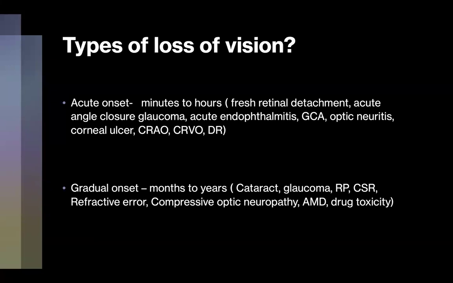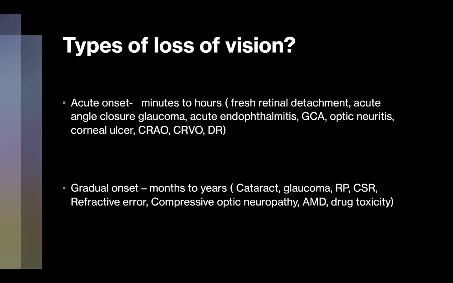Acute loss of vision, the most common causes are fresh retinal detachment, acute angle closure, acute endophthalmitis, and GCA, giant cell arteritis. It is an arteritic ischemic optic neuropathy. Very common in Caucasians, not common in South Asia, but very common in this part of the world, the Western world. And optic neuritis, again, is acute.